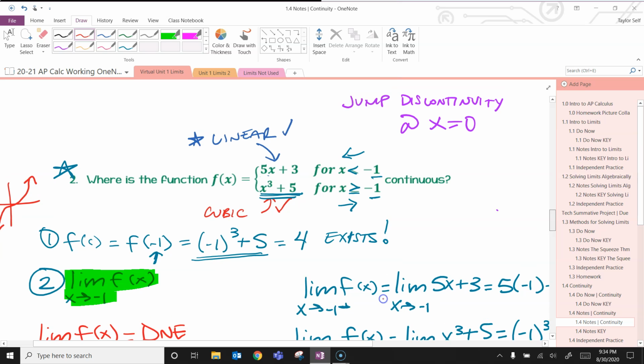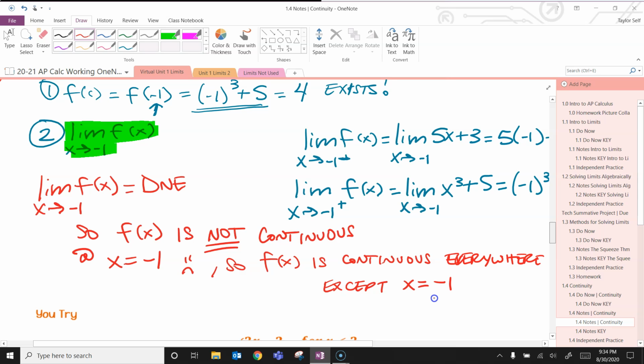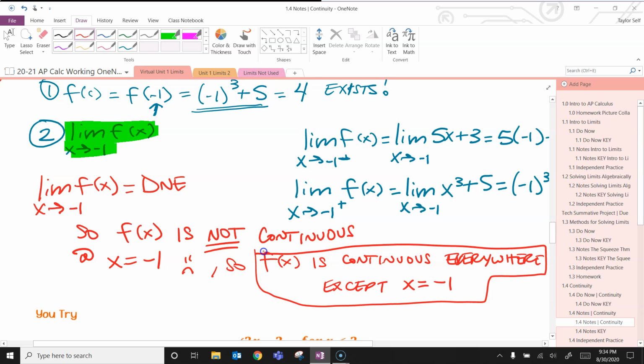That's always tricky about AP. They ask, where is it continuous? Not where is it not continuous. So, where is it continuous? F of x is continuous everywhere except x equals -1. Okay, cool. Let's move on.